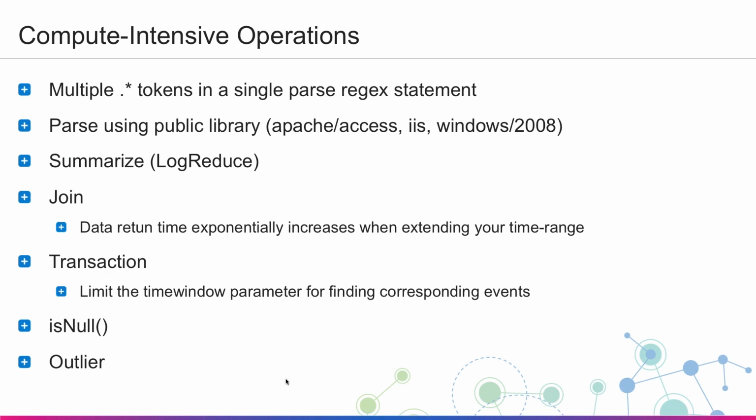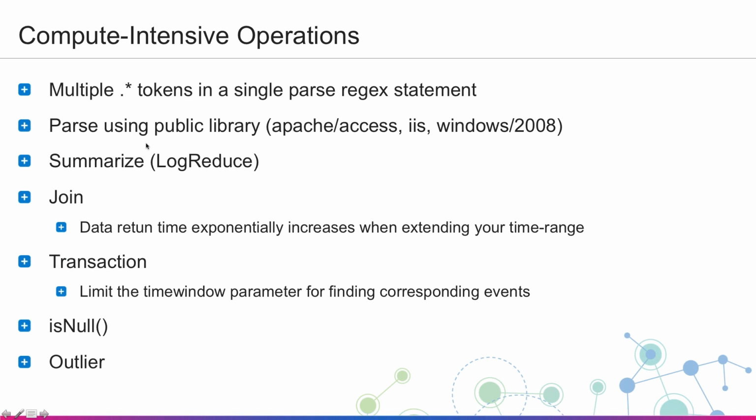So not all operations are built the same, right? Some operations are more compute intensive than others. And I'm not suggesting that you can't use the operations that you see on screen here, but just be conscious that it'll add additional time to execute the search because of the computations that it'll have to do in the back end. Okay, we talked about very greedy parse regex tokens, and so you want to avoid having to use multiple dot star tokens in a single regex parse statement that you're building.